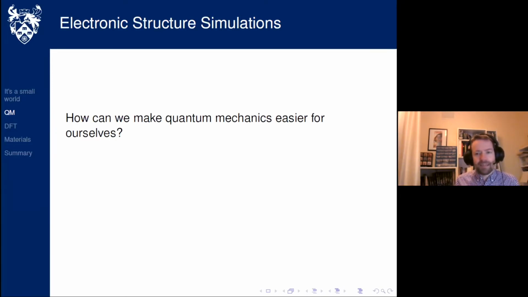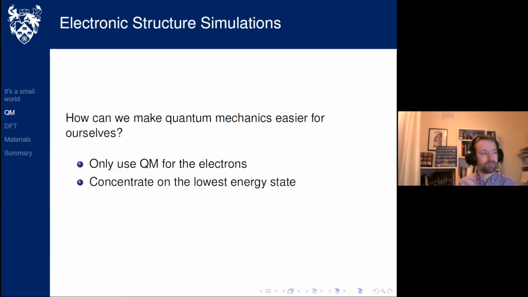How can we make the quantum mechanics easier for ourselves? How can we focus our effort where it's really needed? Well, the first thing that we might notice is that most of the properties of materials that we're interested in are through the chemical bonding. And the nuclei don't do the chemical bonding, that's the electrons. So is there a way we can focus our quantum mechanics just on the electrons?